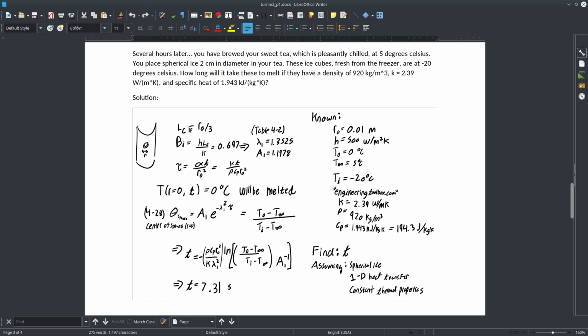And we are going to find the Bi number in order to reference from table 4.2 these lambda and A values, and then along with the characteristic tau, we can combine our equations and rearrange for t, and then solve for t here to find our desired time.